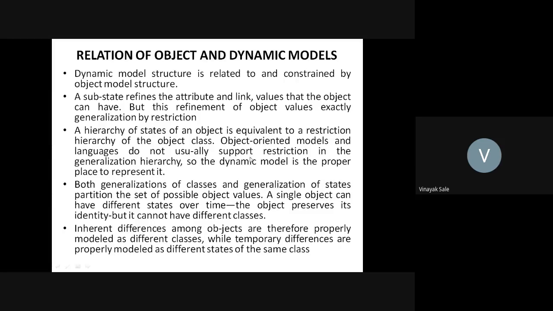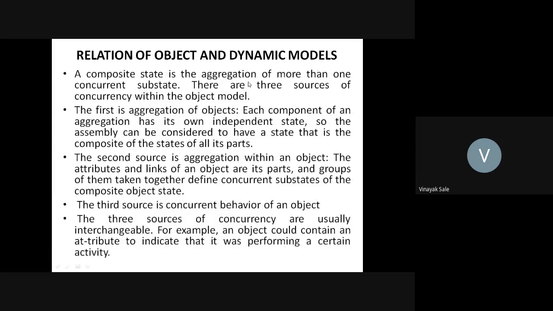So a composite state is an aggregation of more than one concurrent substate. There are three sources of concurrency within the object model. The first is aggregation of objects. Second, aggregation within an object. And third is the behavior of an object. So first is aggregation of an object.